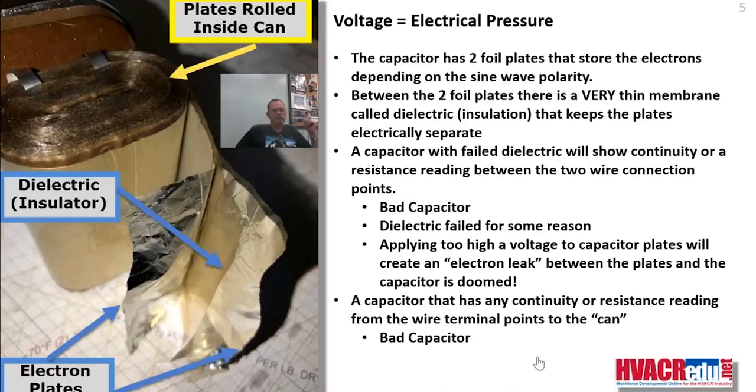If a capacitor has continuity or resistance reading from the wire terminal points to the can, to the metal can, it's a bad capacitor. It's grounded out. Usually when they ground out like that, they fail in a pretty dramatic way. That's when you're going to find the oil or the bulge in the can and so on.